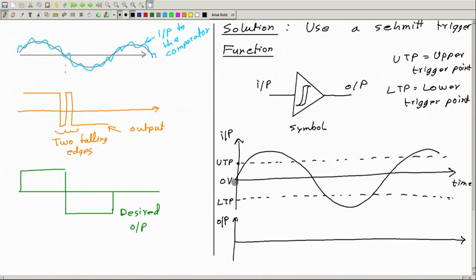Let us start with some assumption that the output is initially negative. Okay, it depends on the previous history. It depends on what happened previously. So, let us start with the assumption that initially at t equal to 0, the output is negative. Okay. Then the rule of this Schmitt trigger is that the output will become positive when the input goes above UTP. Okay. So, let me write the rule.